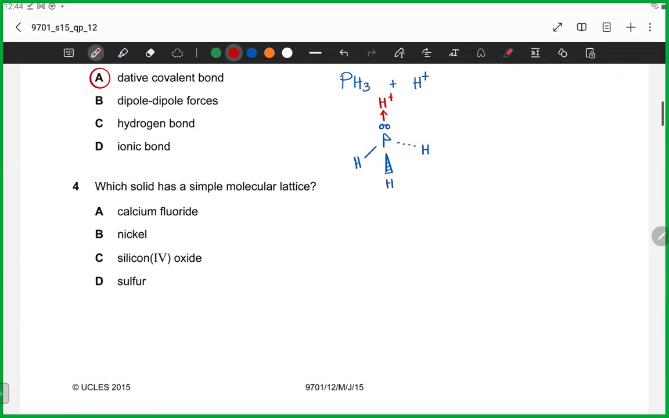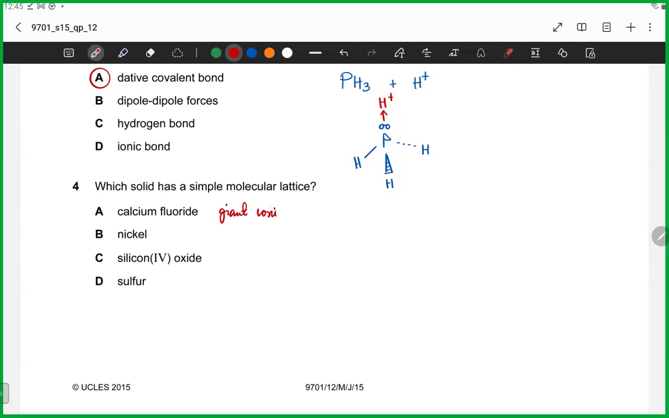So which solid has a simple molecular lattice? Out of these four, tell me the structure of each one of them. What's calcium fluoride? They need the structure. Is it a giant ionic lattice? Is it a metallic lattice? Is it a giant covalent structure? Is it a simple molecular structure? There are four structures. So this is ionic. It's a metal and a non-metal.